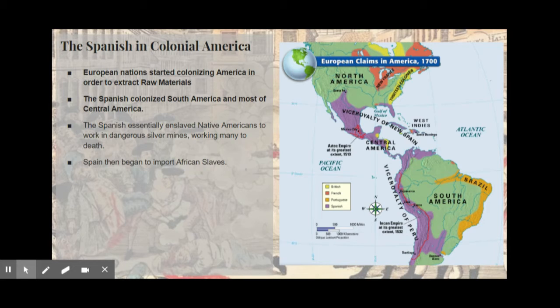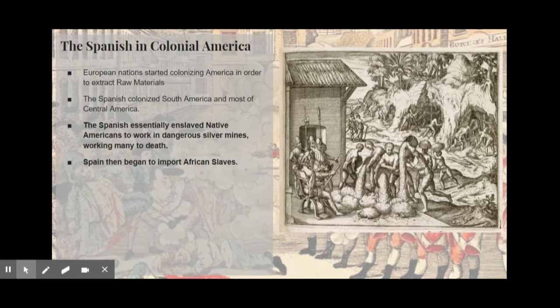Now, the Spanish at first would extract gold and other precious materials from the Aztec, the Inca, and the Maya civilization. But once that easy gold was stolen from those civilizations, they turned to mining, primarily silver, where they would enslave Native Americans to work quite literally to death for those materials. Once the Native American population was being depleted because they were dying in the silver mines, or they were quite literally dying from diseases brought by the Spanish, they turned to importing African slaves.